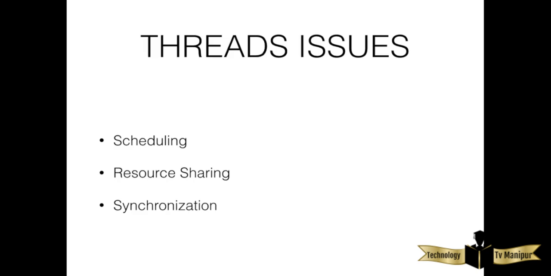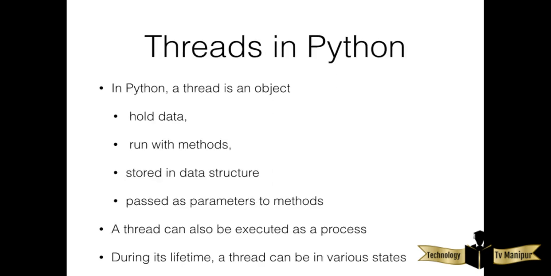Now let's talk about threads in Python. In Python, a thread is an object like any other object that can hold data. This object can also be used to run a method, it can also be stored in data structures, and it can also be passed as a parameter to a method. Also in Python, a thread can be executed as a subclass, and during the lifetime of a thread it can have various states.